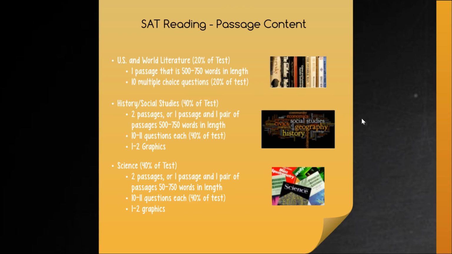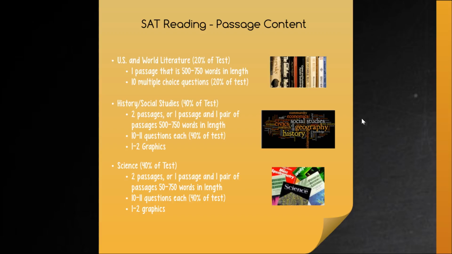And finally, the transitions into the SAT reading passage content. Right? So this goes into the numbers of the percentages of what each category makes up of the SAT. Right? So we have the US and world literature, which takes up 20% of the test. Contains one passage that is 500 to 750 words in length, 10 multiple choice questions, and history and social studies makes up 40% of the test.